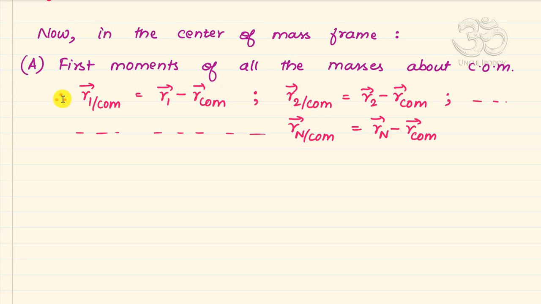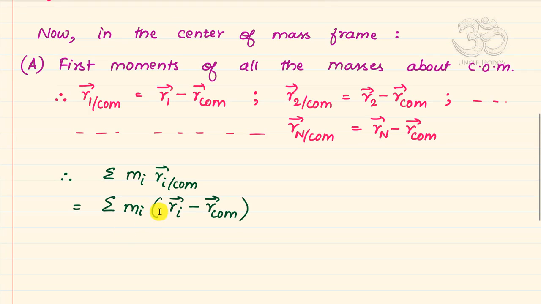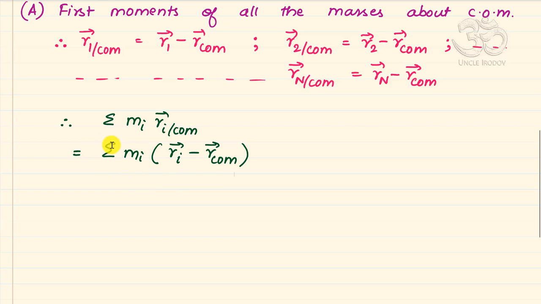And now let us try to find out the first moments of all the masses. So I have to find out summation of mi ri with respect to center of mass, and this entire term will look like summation of mi into ri minus r center of mass, where all I am trying to say is that this term is in fact m1 into r1 minus r center of mass, plus m2 into r2 minus r center of mass, plus m3 into r3 minus r center of mass, and so on. So I will get n terms in this entire expression, and I am omitting the i equal to 1 to i equal to n thing here, because I just want to keep it readable.